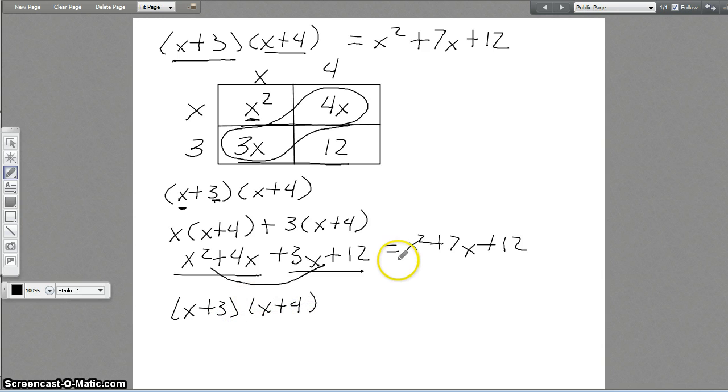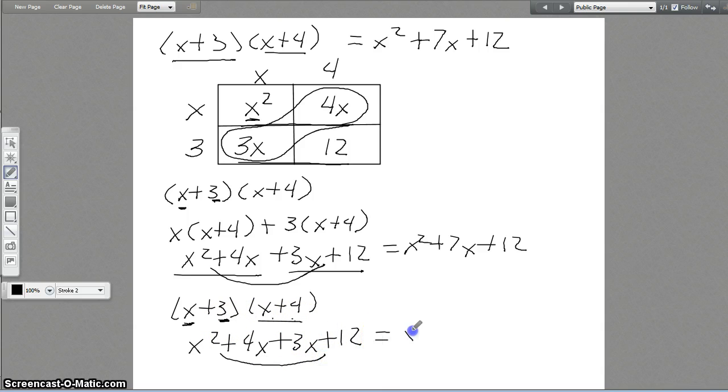Okay, the other way we can do this, we can write x plus 3 times x plus 4. This way usually takes more practice, so it's usually best to wait until you have some more experience. We're going to take our first term and just straight out multiply it by everything in the second parentheses. X times x is x squared. X times 4 is 4x. Now we're going to do this with the second term. 3 times x is 3x. 3 times 4 is 12. The 4x and the 3x can be added together, and we get x squared plus 7x plus 12.